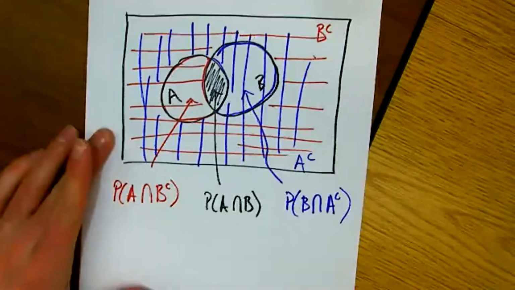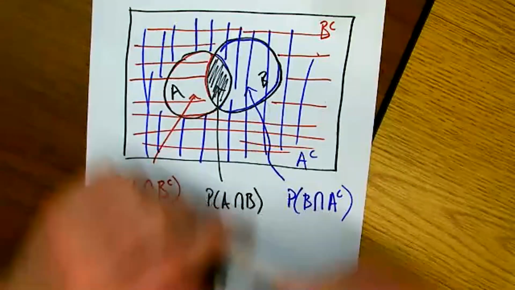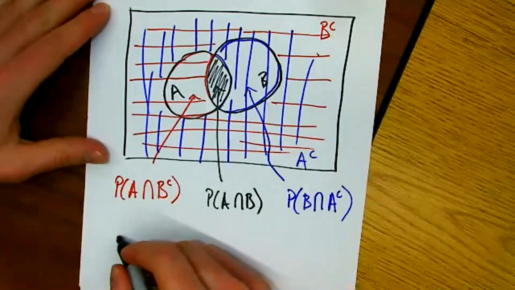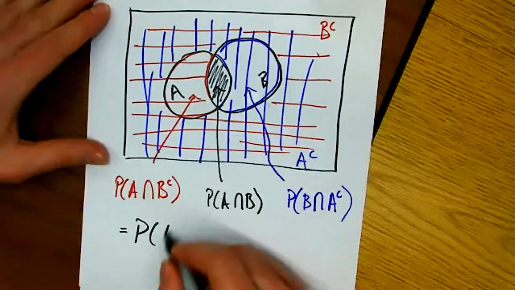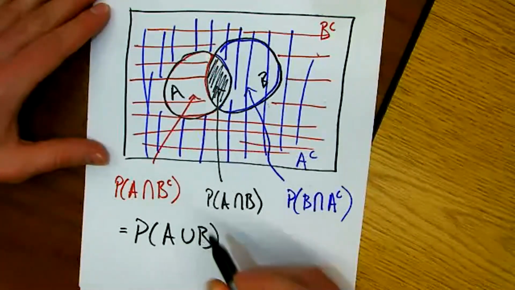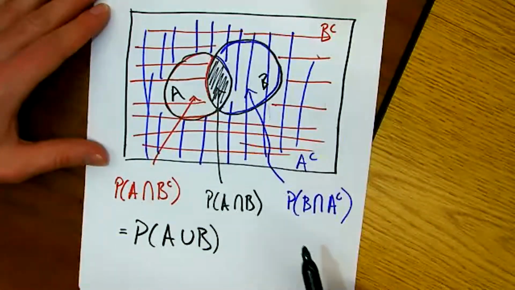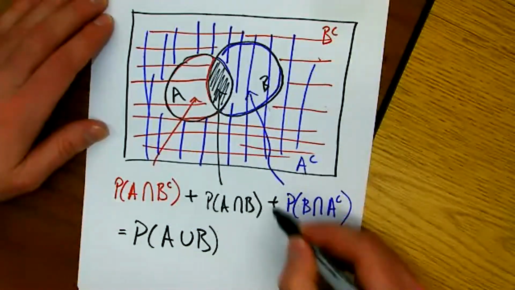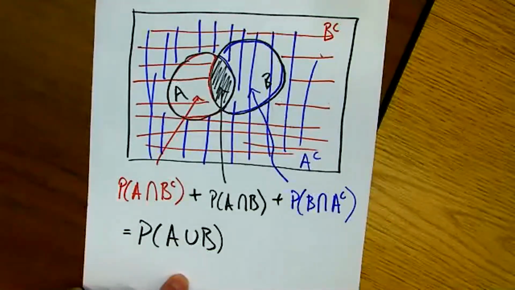So what does the area within either one of those circles represent? Well, that's what we were saying was the probability of A or B, right? I could be anywhere in this space. I could break that down into these three components. So if I add these three together, I should get the union.